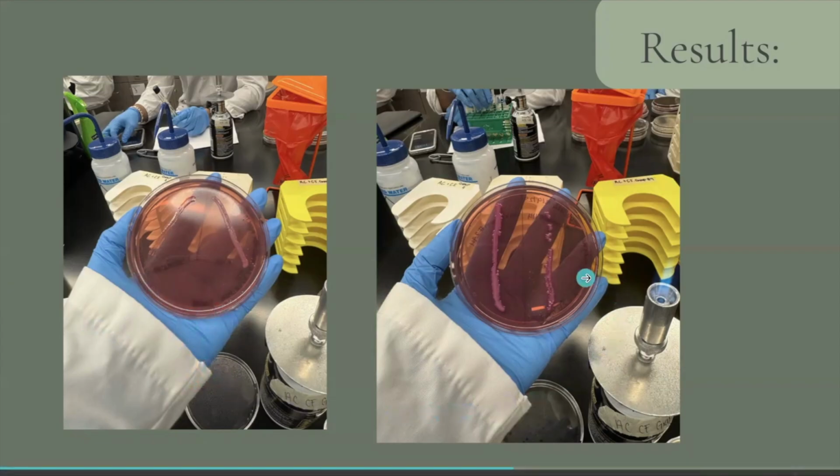For unknown 114, we see growth with pinkish colonies growing, and that's a lactose fermenter, and we also see the same thing with 294.